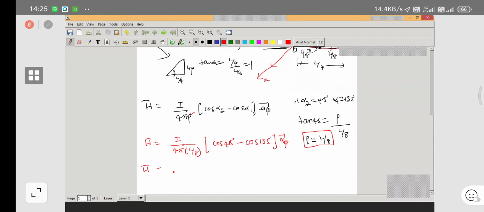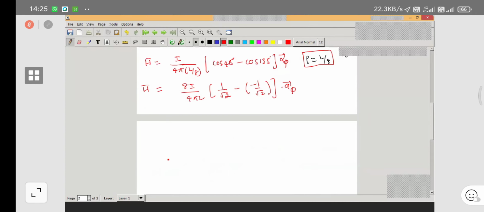Magnetic field intensity H is equal to I by 4 pi L times cos 45, which is 1 by root 2, minus cos 135, which is minus 1 by root 2, in the direction of a phi. We can derive this, right?